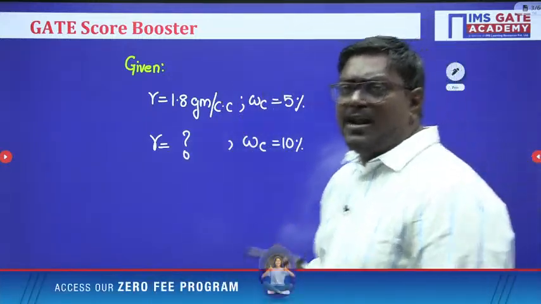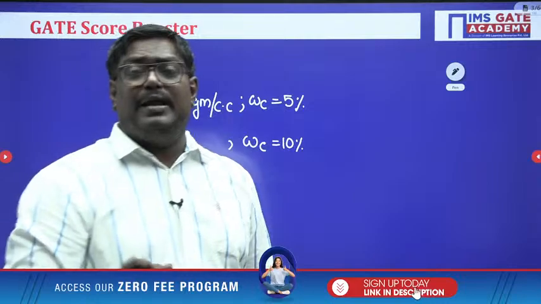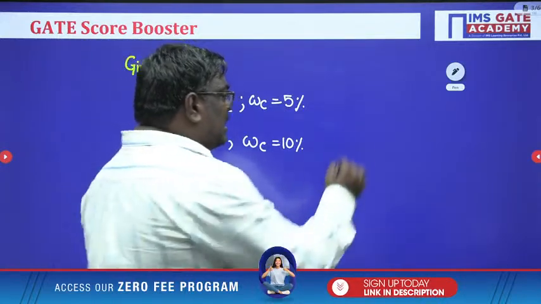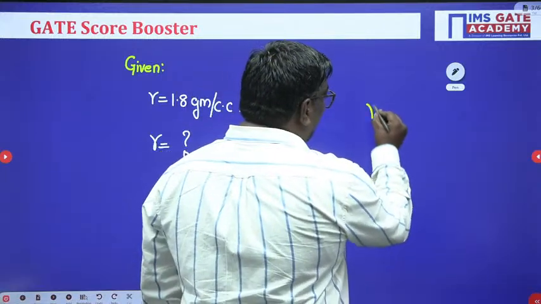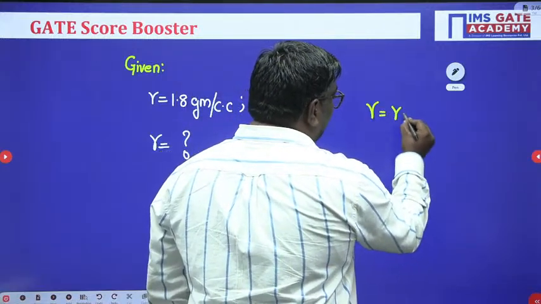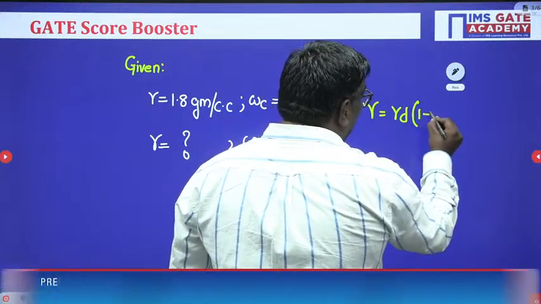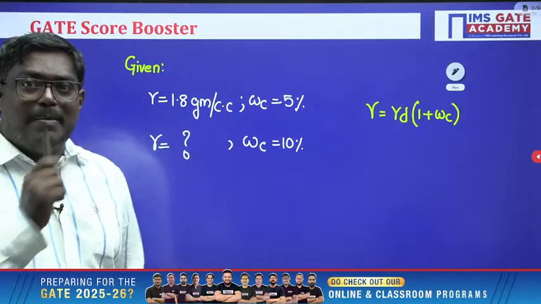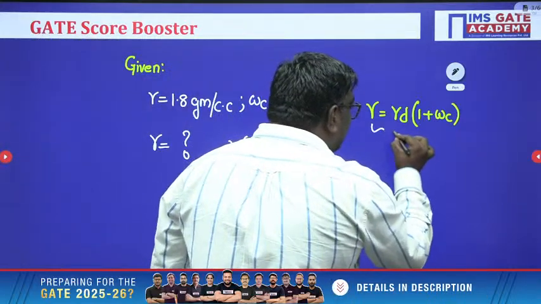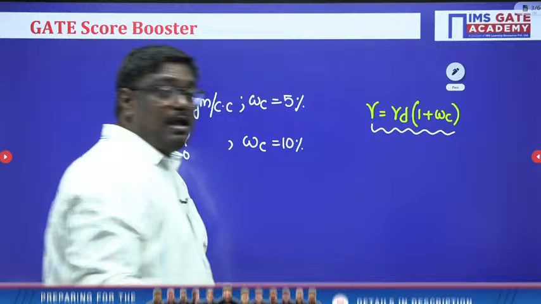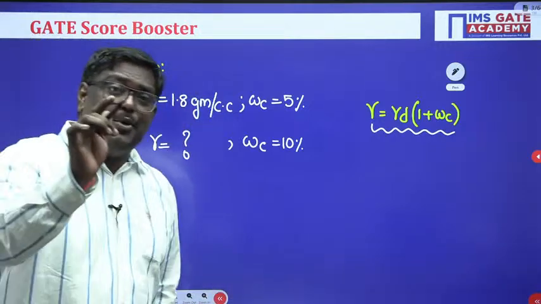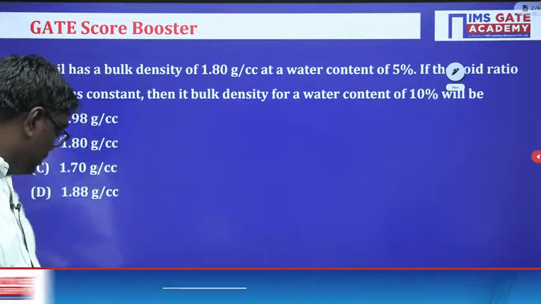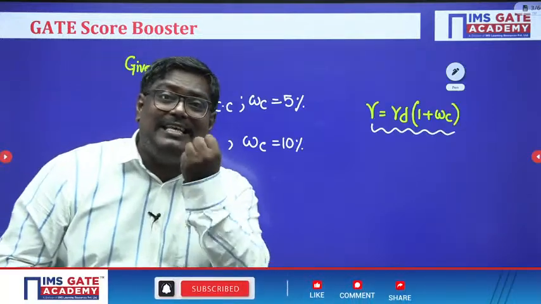Now let me tell you the relation between bulk density, dry density and water content. Gamma can be written as gamma d into 1 plus water content. But my dear students, when you read the question, they have told that void ratio is constant. So what is the significance of that?